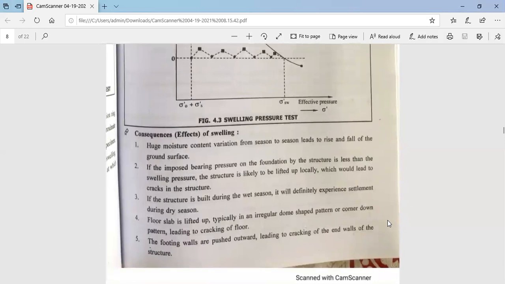There are some consequences or effects because of swelling. Huge moisture content variation from season to season leads to rise and fall of the ground surface. If the imposed bearing pressure on the foundation by the structure is less than the swelling pressure, the structure is likely to be lifted up locally, which would lead to cracks in the structure. If the structure is built during the wet season, it will definitely experience settlement during the dry season.